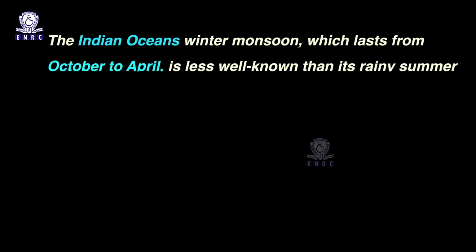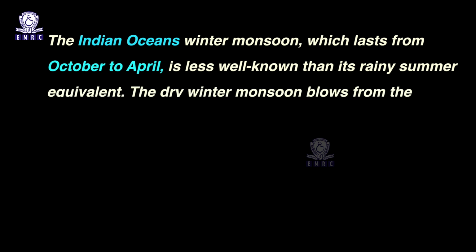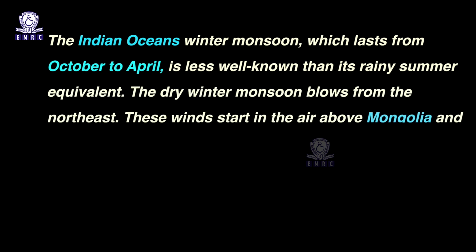Now we move on to the winter monsoon. The Indian Ocean's winter monsoon, which lasts from October to April, is less well known than its rainy summer equivalent. The dry winter monsoon blows from the northeast. These winds start in the air above Mongolia and northwestern China.